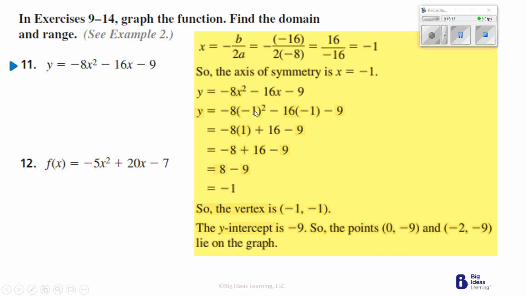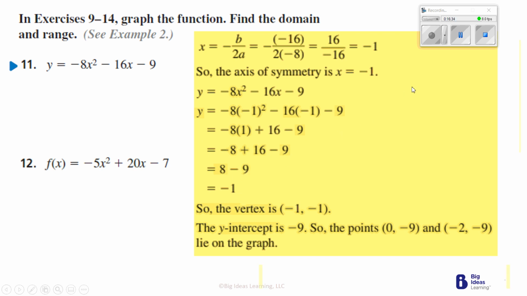So negative 1 times itself is 1. Negative 16 times negative 1 is positive 16. And now negative 8 times 1 is negative 8. So negative 8 plus 16, well, that's 8. And then 8 minus 9 is going to give me negative 1. So the vertex is negative 1, negative 1.